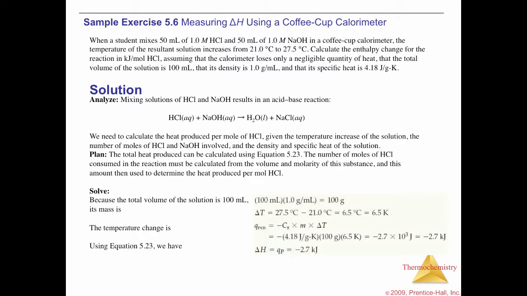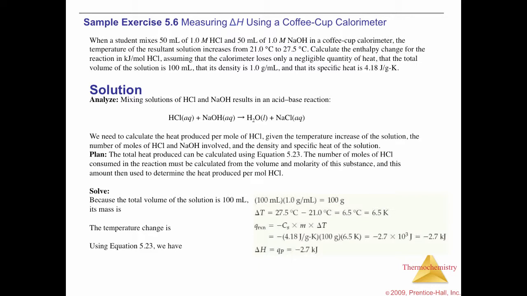The number of moles of hydrochloric acid consumed in the reaction must be calculated from the volume and molarity of the substance, and this amount then used to determine the heat produced per mole of HCl. Because the total volume of the solution is 100 milliliters, its mass is 100 grams, since the density of water is 1 gram per milliliter.